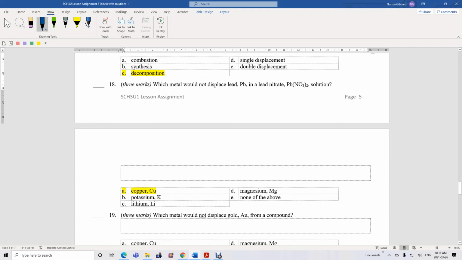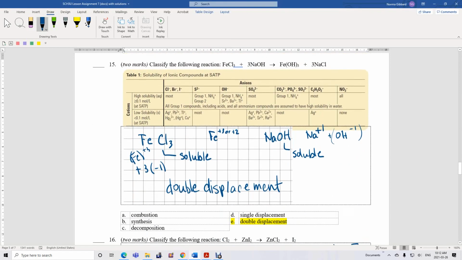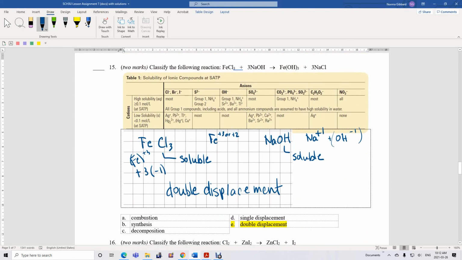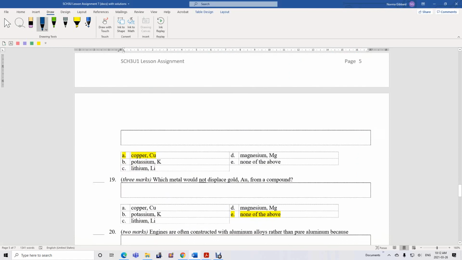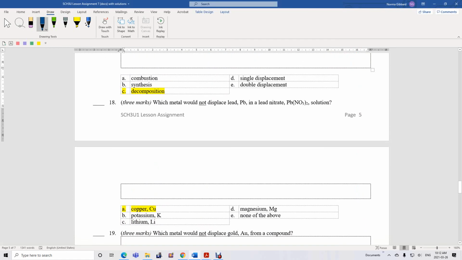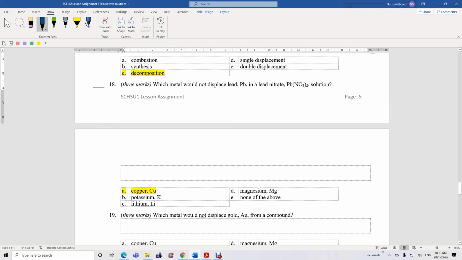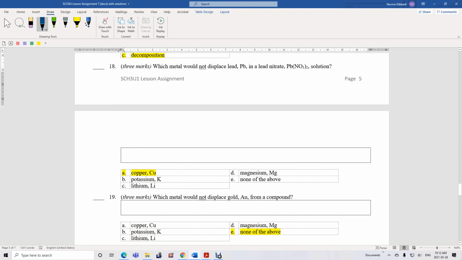Okay? And which metal would not displace Pb in a lead nitrate solution? Well, if we look up at our periodic table, our solubility table, here we have our Cu, which is copper, and it's low soluble. Okay, so because it's low soluble, it would not displace Pb, where the other ones all would.